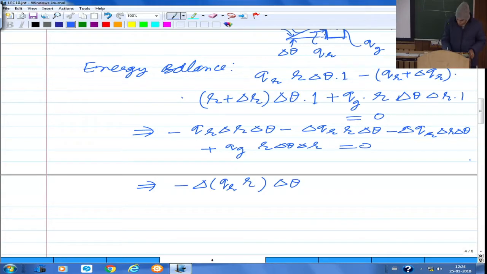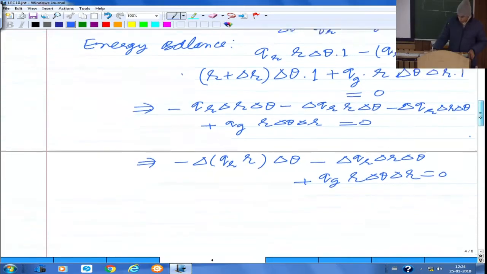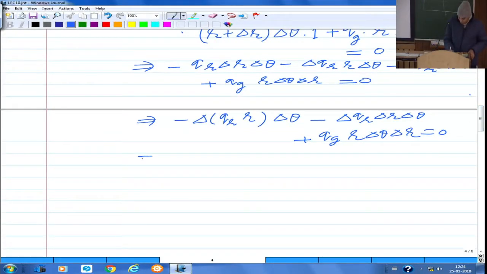So these two terms, QR delta R and delta QR into R, it's like delta of QR into R, and of course into delta theta, and then minus you have this delta QR into delta R into delta theta plus QZ into R into delta theta into delta R is equal to 0. So this is just the energy balance equation, and now we want to derive the differential equation. So you need to first divide it by the volume of the differential element considered, and then take the limits when delta R and delta theta are going to 0.